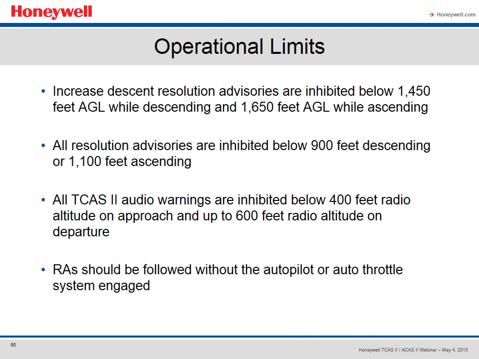In an effort to keep airplanes out of the rocks, the increased descent resolution advisories are inhibited below 1,450 feet above ground during a descent and 1,650 feet above ground in the climb. All resolution advisories are inhibited below 900 feet in the descent and 1,100 feet in the climb, and all TCAS audio warnings are inhibited below 400 feet radio altitude on approach and up to 600 feet radio altitude on departure. Remember, disengage the autopilot and auto throttle for resolution advisory maneuvers.